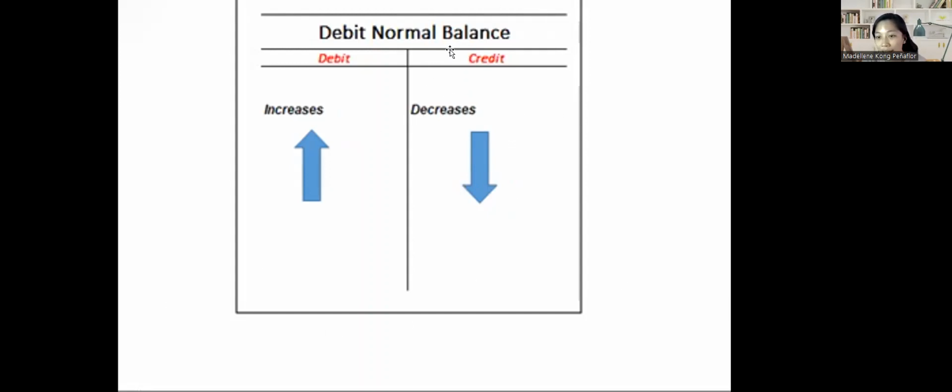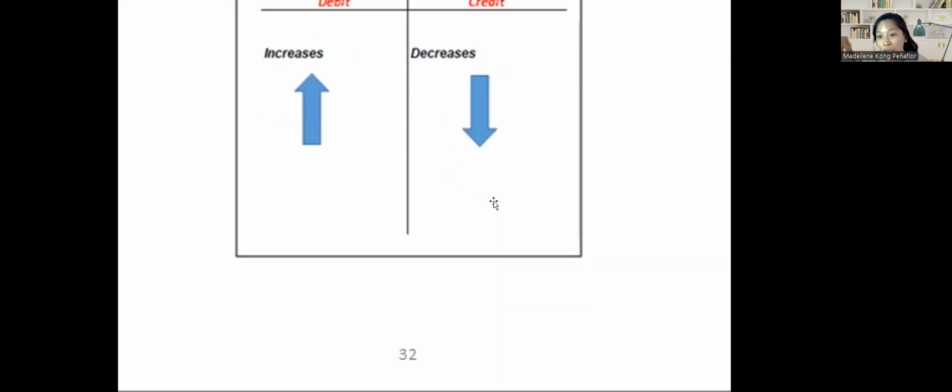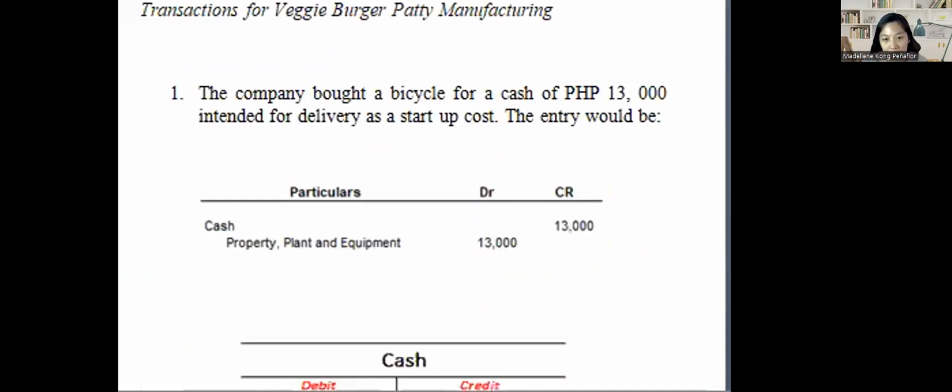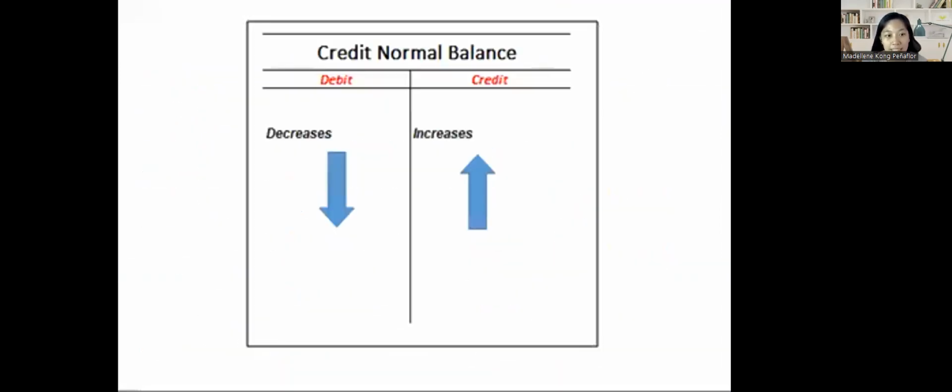On the other hand, when the normal balance is credit, when accounts with credit balances like liabilities, capital, and income increase, they will be recorded as credit. And when they decrease, they will be recorded as debit. I will show you that on the next illustration. Okay, let's see. Here, this one.